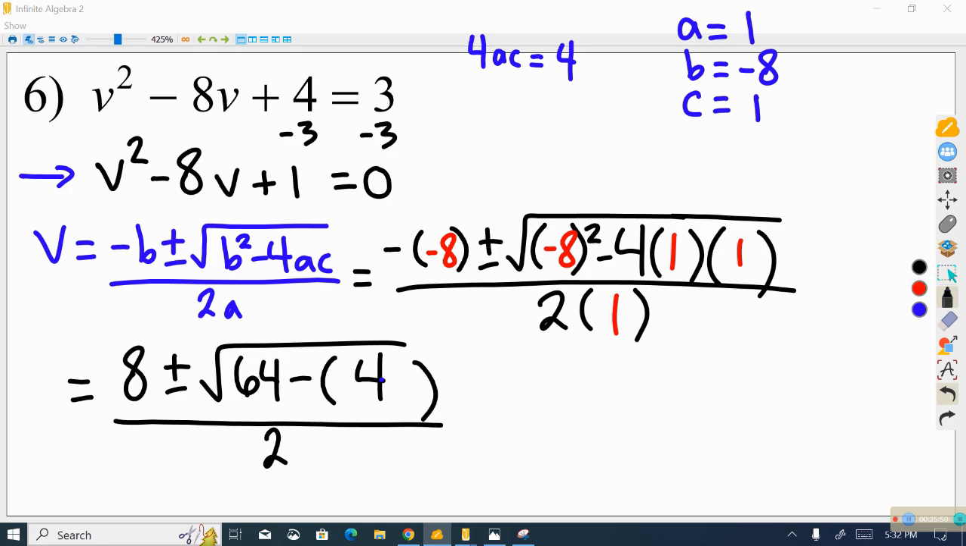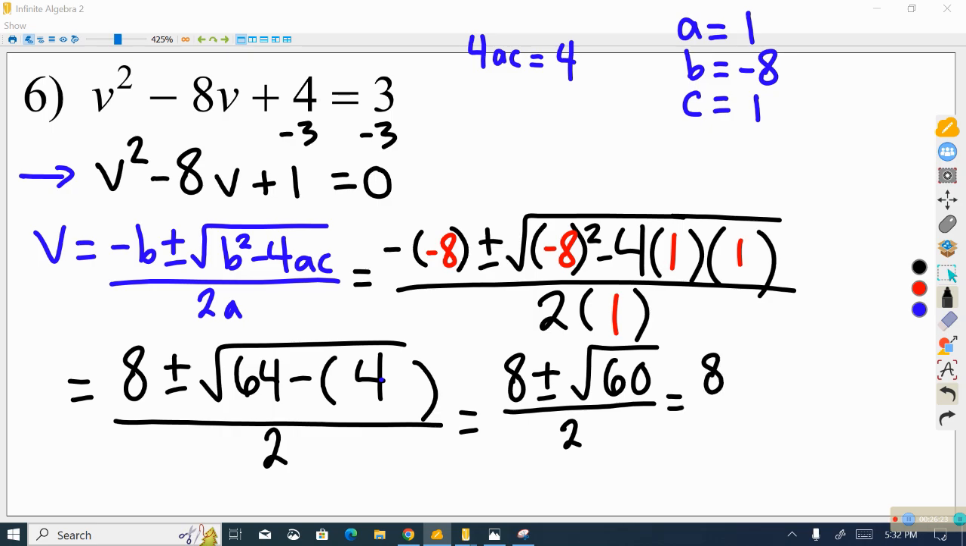So now we'll continue our work. We get 8 plus or minus the square root of 60, and this is divided by 2. So what we want to do now is basically break down that square root and try to factor out any common factors so that we can break this number down all the way. So let's take a look at the square root of 60 and see what we could get.